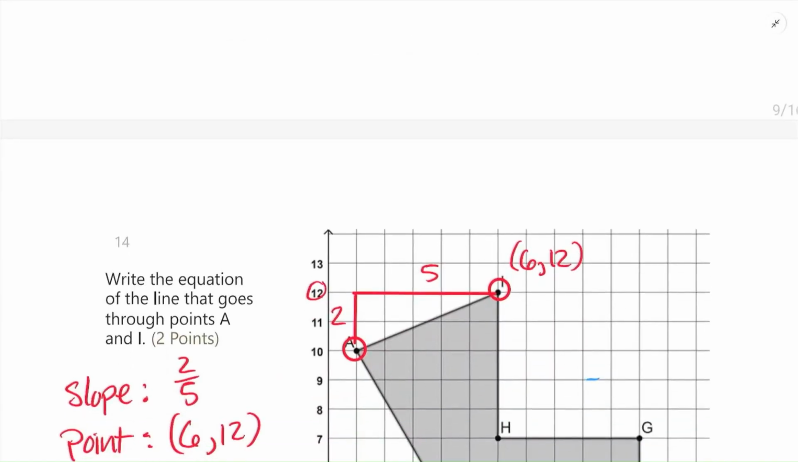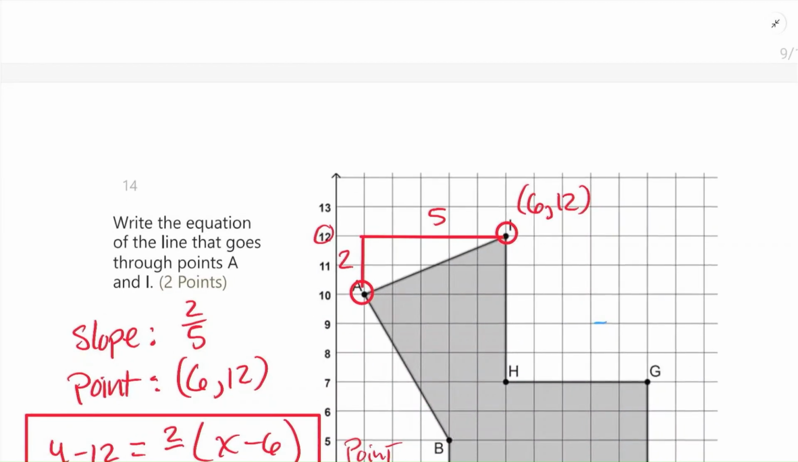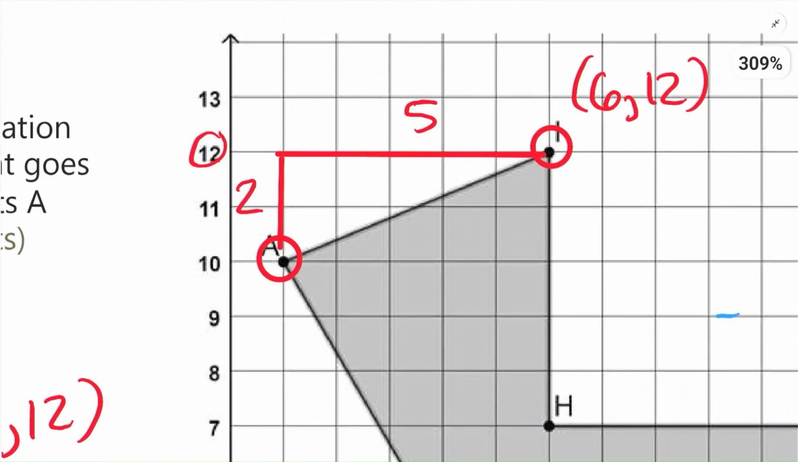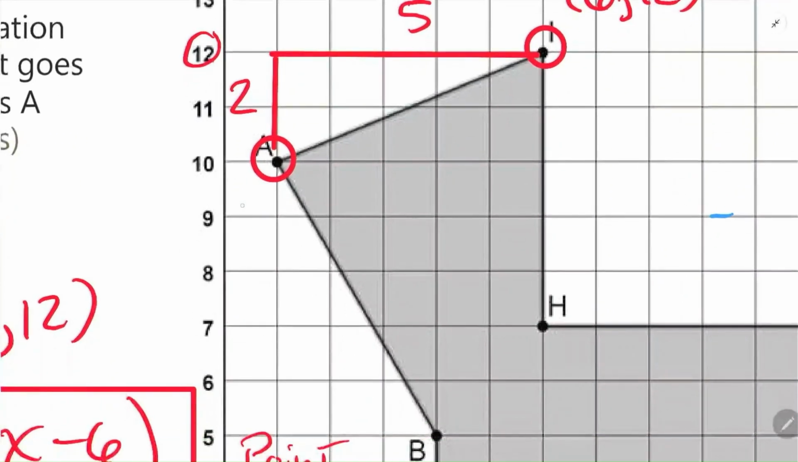All right, continuing on. Our next question asks us to find the equation of the line that goes through A and I. So you can see I've circled points A and I, and the slope pattern for A through I is up 2 units over 5. It turns out they were nice integer numbers, so 2/5 is the slope. And I can select either one of the points. I used 6, 12, but I could have just as easily decided that I was going to use, for example, I think this is the point 1 comma 10, and I could find the y-intercept just as well either way.